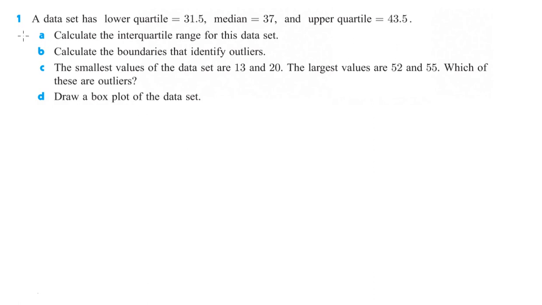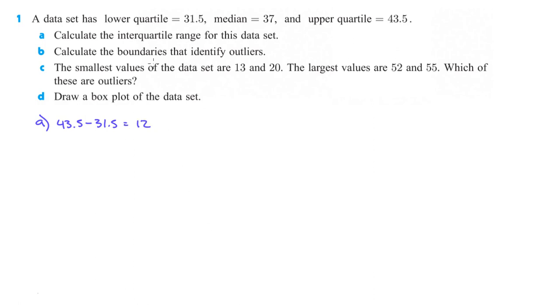Okay, first one we're going to take a look at here is number 1. A data set has lower quartile 31.5, median 37, upper quartile 43.5. Calculate the interquartile range for this set. So that's the interquartile range. The upper quartile is 43.5, the lower quartile is 31.5. So that gives us a range of 12.